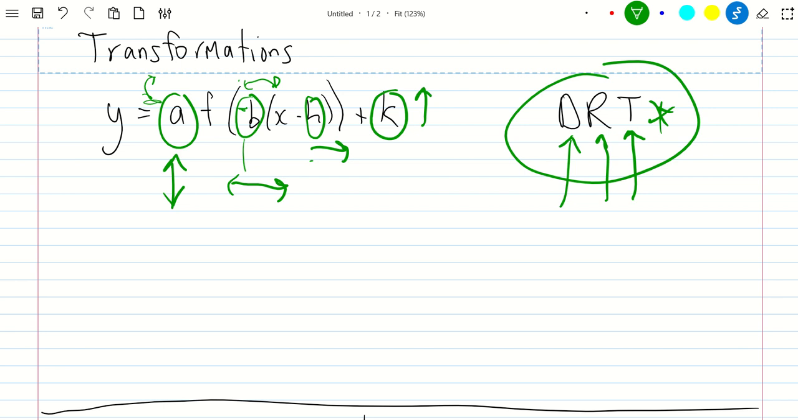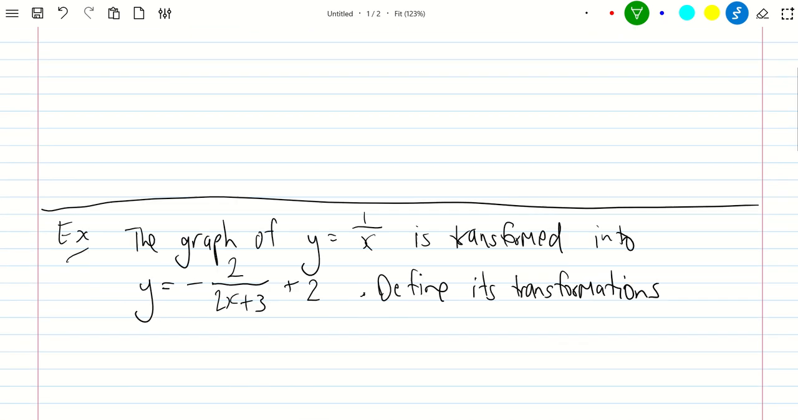If they're not last, they mess everything up, and you'll see what happens if you start doing translations first, because then the dilations affect those and start timesing them by 2 and halving them and that sort of thing, and it totally throws the translations out of whack. So unless you're told differently in the exam question, follow the pattern. Dilations and reflections first, but then translations definitely last. So remember DIRT, that might help you.